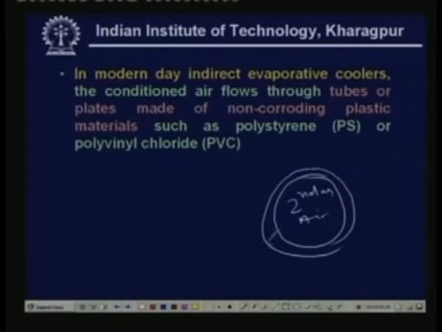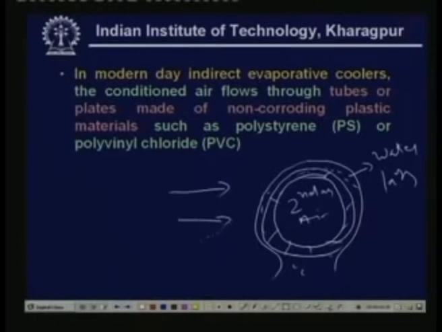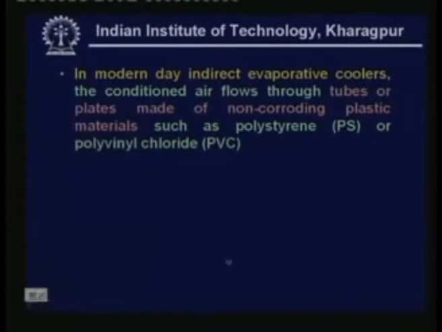So this is the wall of the tube, and you maintain a thin layer of water on the outside of this tube. So this is a water layer, and over this the primary air will be blowing. As the primary air blows over the wetted tube, water evaporates from the thin layer. As a result, there is a sensible heat transfer here. So this layer becomes cold, and there will be heat exchange from the thin layer to the secondary air, which is flowing through the tube.